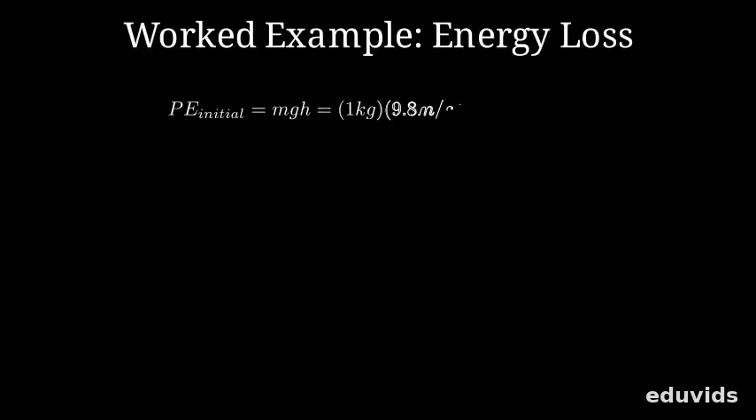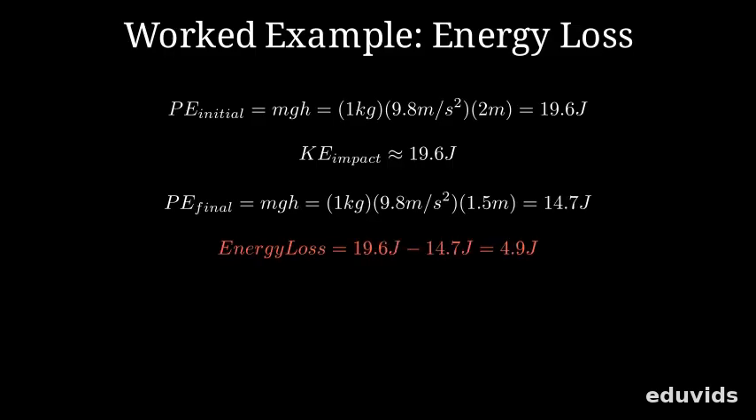Let's look at a simple example. If a ball drops from 2 meters, it has 19.6 joules of potential energy. Just before impact, this is almost all kinetic energy. If it only bounces back to 1.5 meters, its new potential energy is 14.7 joules, showing a 4.9 joule loss during the bounce.